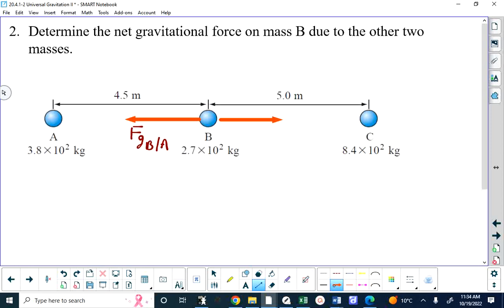And if I had to guess, I would say that the force of gravity pulling B towards C is going to be greater, because when I look at the mass of C, it is over 2 times more massive than A. I know that C is a little further away, but I don't think that extra little distance is enough to really decrease the force. So now, listen very carefully here.